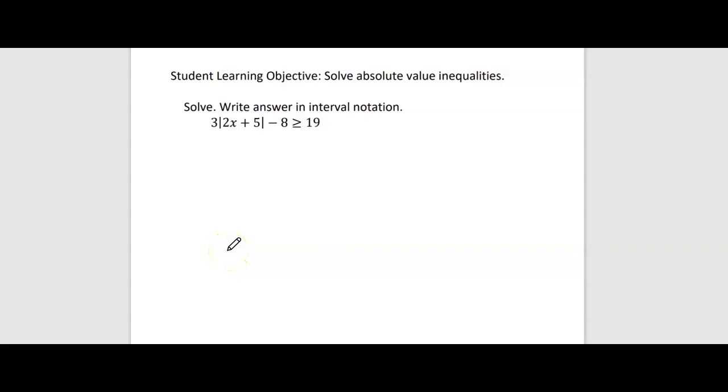Student learning objective: solve absolute value inequalities. In this case, we want to solve this inequality and answer in interval notation. Now, first thing is we need to isolate the absolute value.